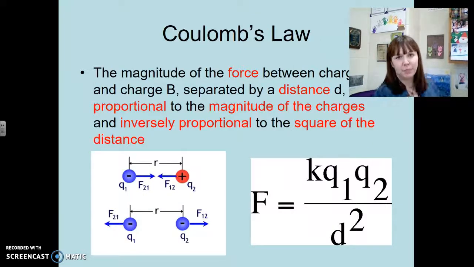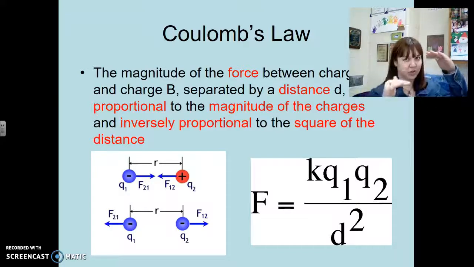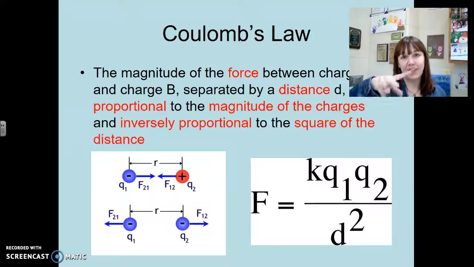This is Coulomb's law. And Coulomb's law very simply states that the force between two charges that are separated by a distance is proportional to how much charge those objects have, and inversely proportional to the square of the distance. Now, proportional and inversely proportional, remember we talked about going up and down together, or seesaw. Proportional means they go up and down together. The force is directly proportional to the magnitude of charges. The more charge you have, the more force you have. The less charge, the less force. They go up and down together. That's proportional. Inversely proportional, think like a seesaw.